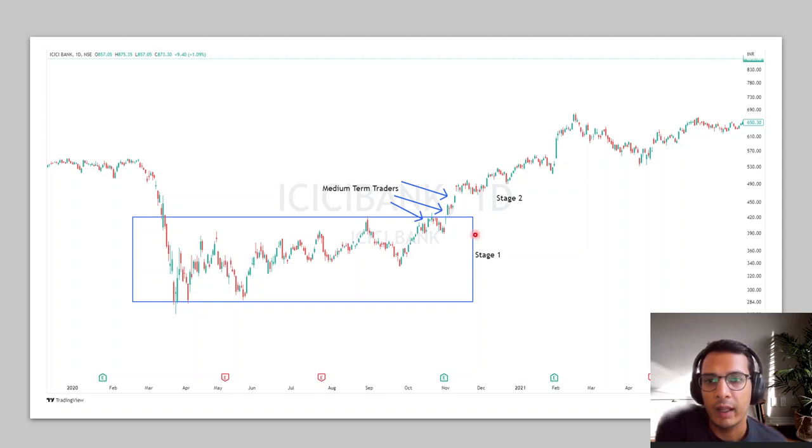Now again, ICICI Bank on a daily time frame. So we've come to a daily time frame because we'll look at medium term traders. Once over here we were seeing all the long term investors doing value buying, but as markets moved up and it formed a stage 1 area, the breakout of this attracted a lot of medium term traders. So over here you can see all these wide ranging candles, with obviously the volume would have also been very high.